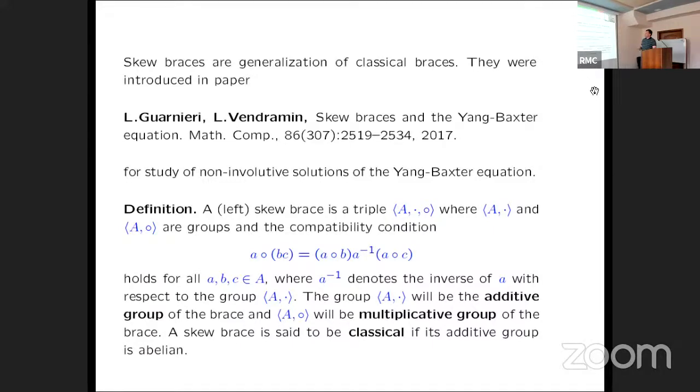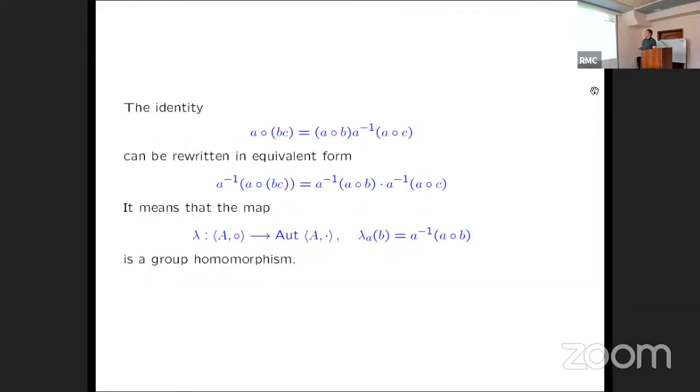The next generalization was given by Guarnieri and Vendramin. They defined a left skew brace as an algebraic system with two operations, dot and circle, such that A with each of these operations is a group, and they are connected by the axiom of skew brace in the next form. The group A with dot is the additive group, and the group A with circle is the multiplicative group. If A with dot is Abelian, then that is a classical brace introduced by Rump.